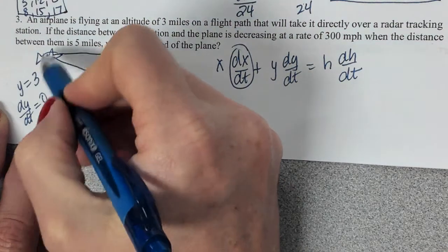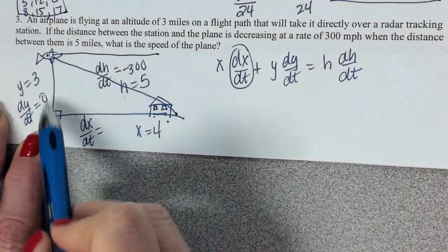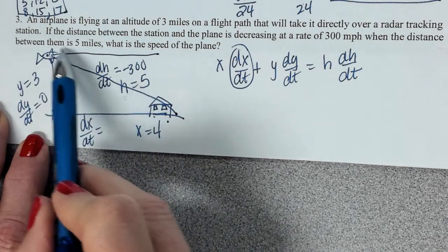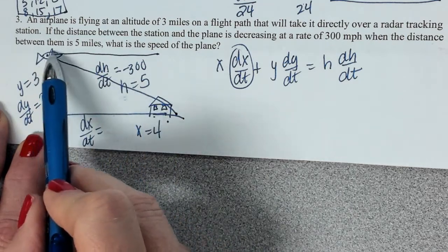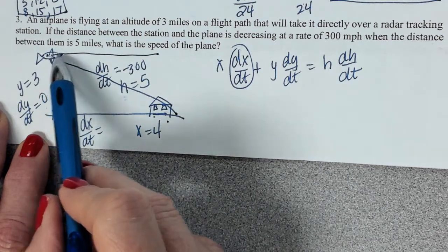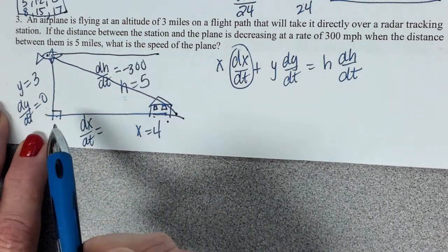Yeah, this isn't going to change, is it? The only way this would change is if the plane was going downward. That wouldn't be good for those people in the radar station. The plane's going this way, right? So dy dt is not changing. It's staying at the same altitude.